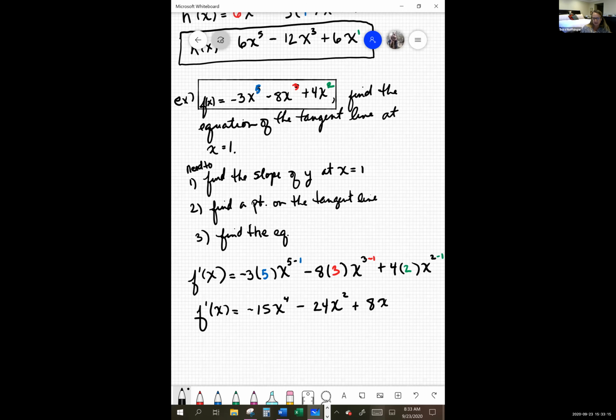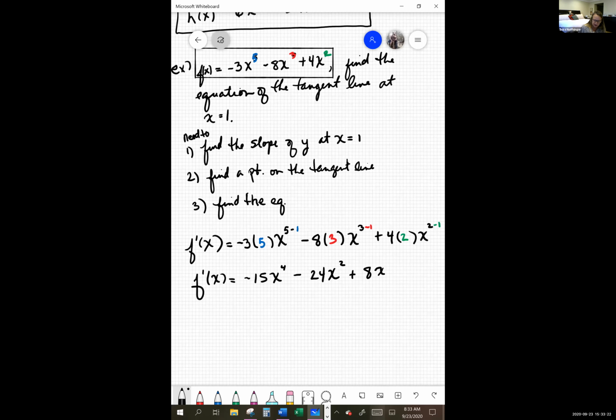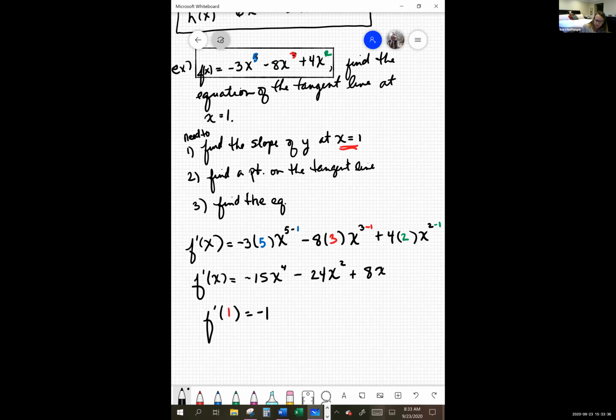So this is giving us the slope where we can find the rate of change any place on our graph of f of x, but we want to know what's happening at x equals 1. And so if we look at f prime of 1, we're going to go up into our equation f prime of x, and wherever we see an x, let's put a parentheses, and then we're going to replace it with 1. So we have negative 15 parentheses to the 4th, minus 24 parentheses squared, plus 8 parentheses.